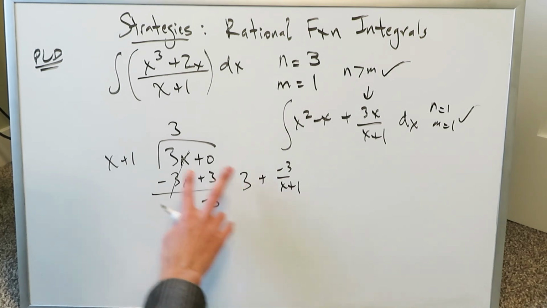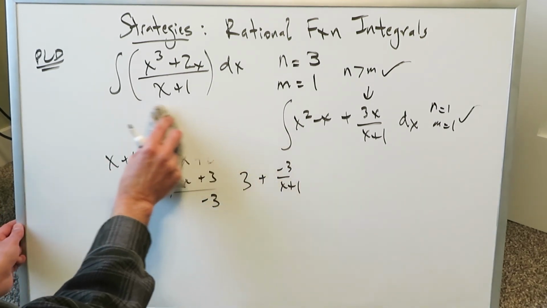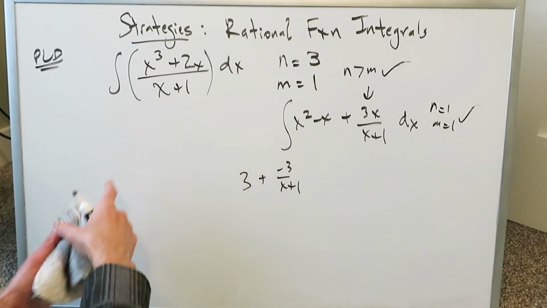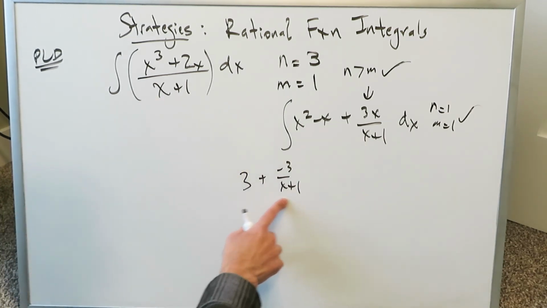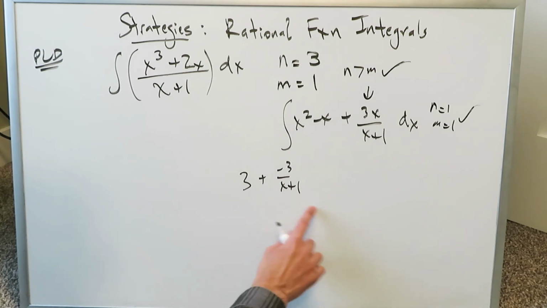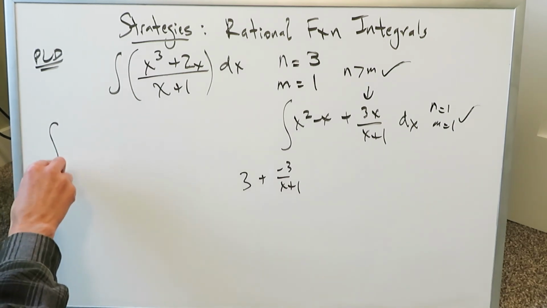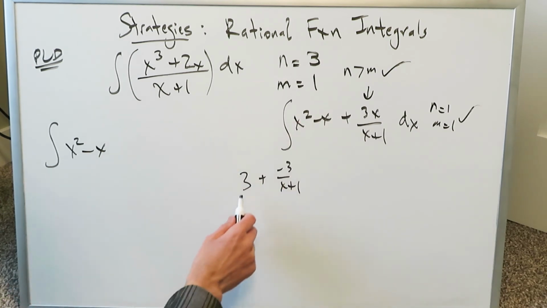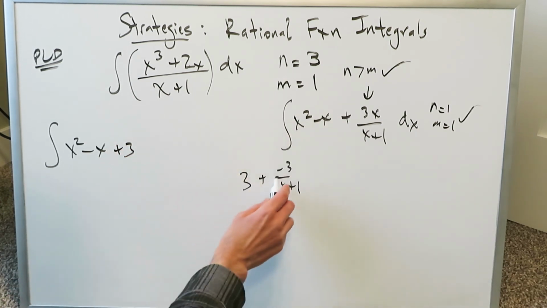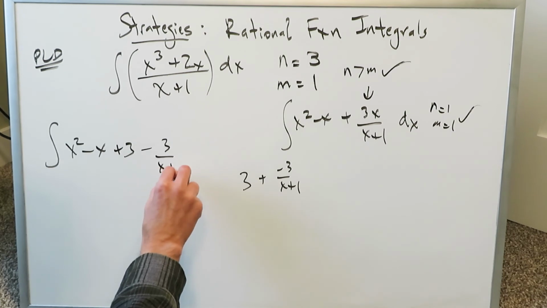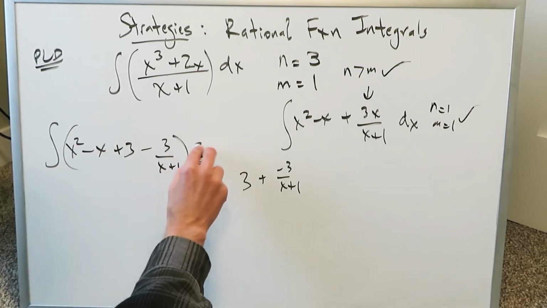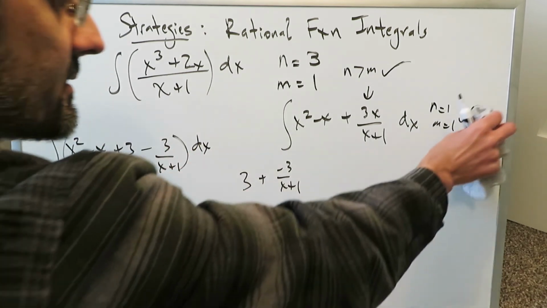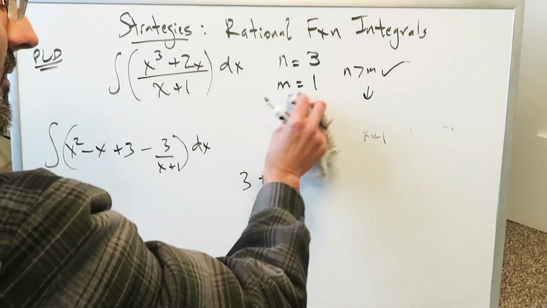You see, this right here is coming out from this right here. And what I can do now is rewrite this entire expression with this part added in to reflect this new item which I just brought out. I have an x squared minus x coming from the original polynomial long division. Now I have a plus 3. Then I have a minus 3 over x plus 1. All of this is dx and all of this is way easier than anything else we have on the board.